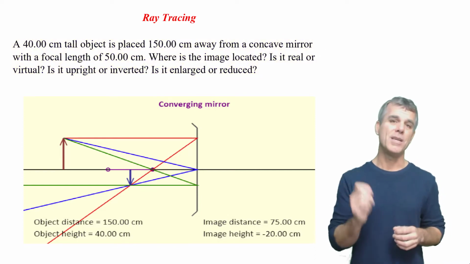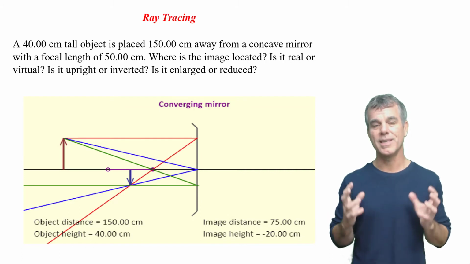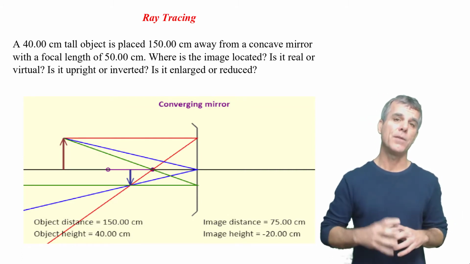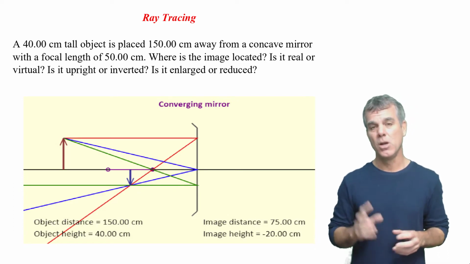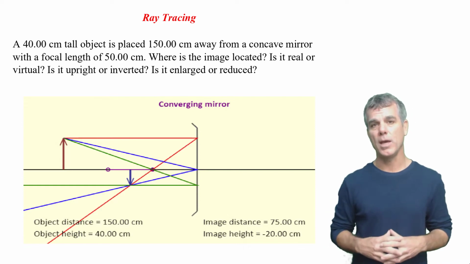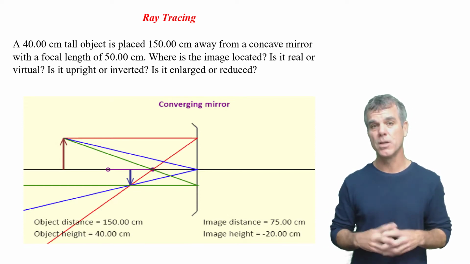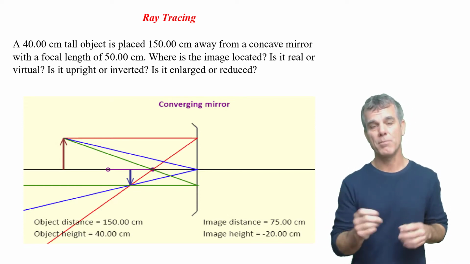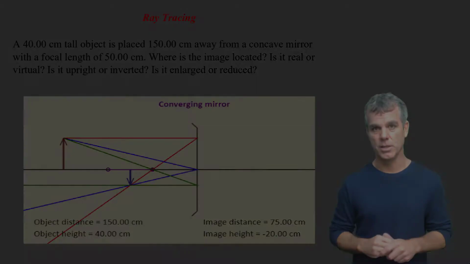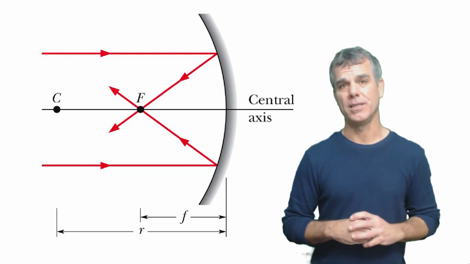Now let me say that I would never use ray tracing to get a numerical answer. It's kind of like adding vectors graphically using the tail to tip method. What we'll see is that ray tracing is a very valuable way of double checking your results when you solve problems mathematically using the mirror equation and the magnification equation.